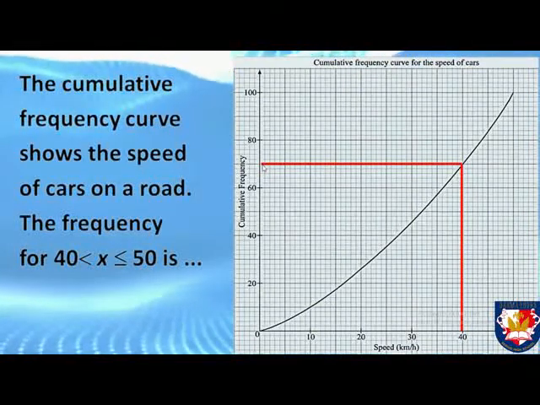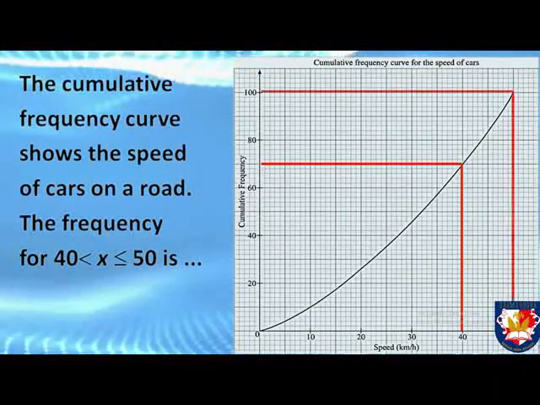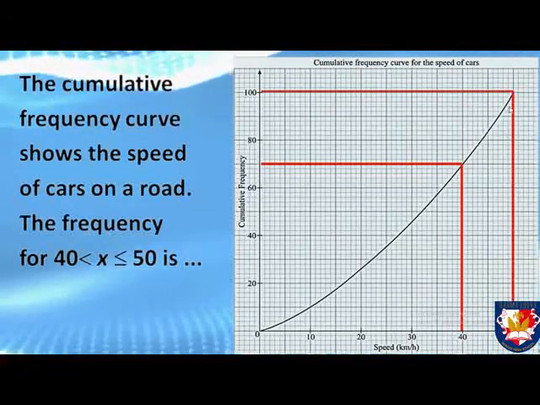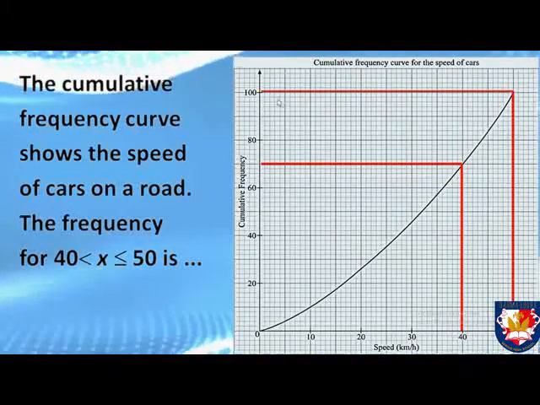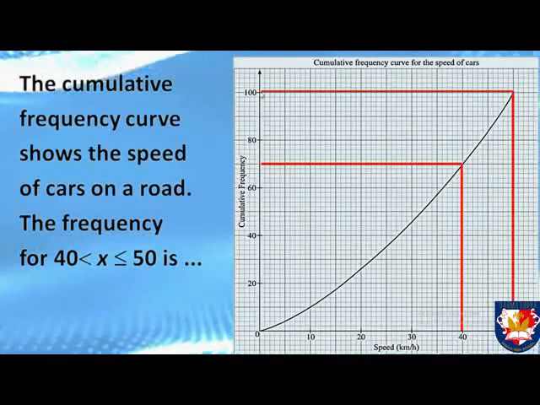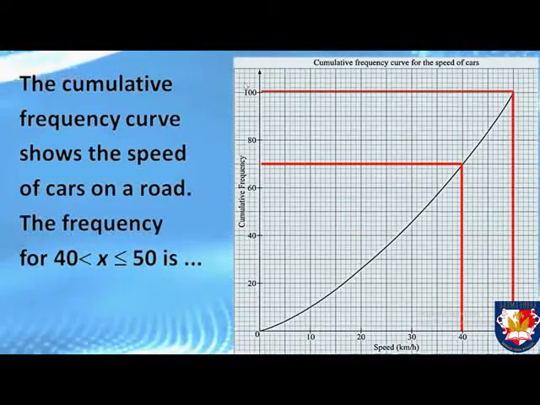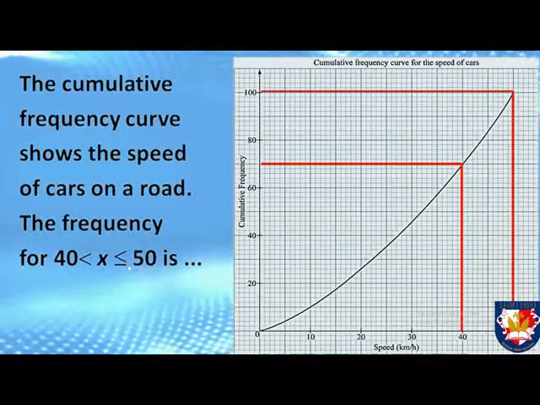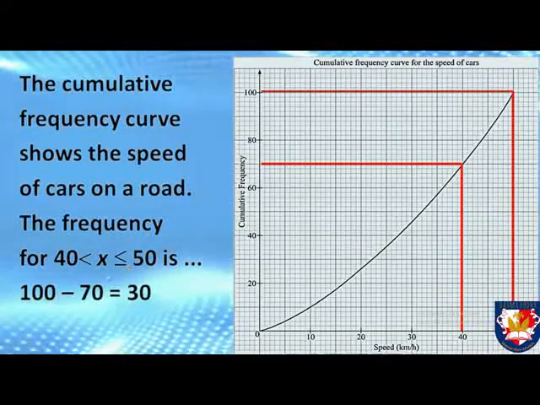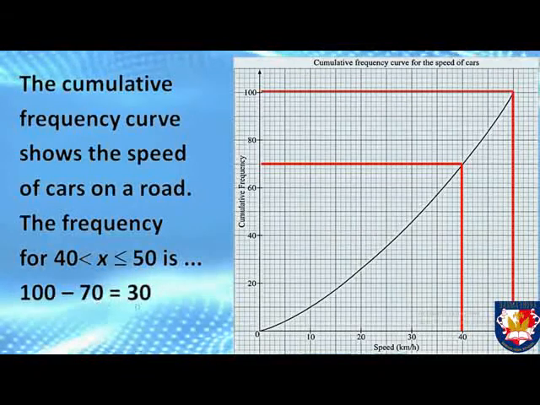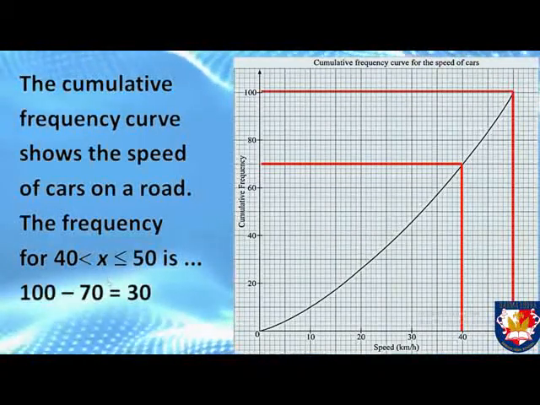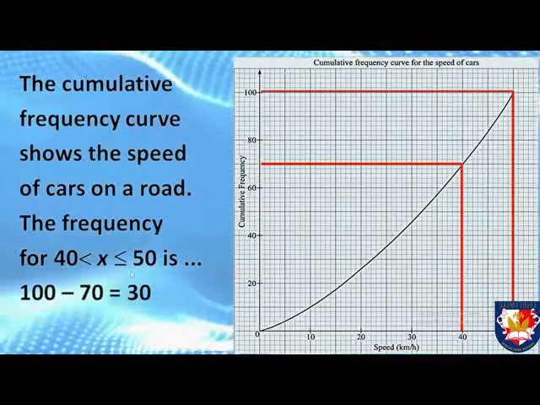That's for 40. How about 50? For 50, still the same way, you make a perpendicular line and you drag it to the cumulative frequency axis. You'll get 100. So x more than 40 and less than 50 is 100 minus 70, equal to 30. That's how to find the frequency for x from 40 to less than 50.